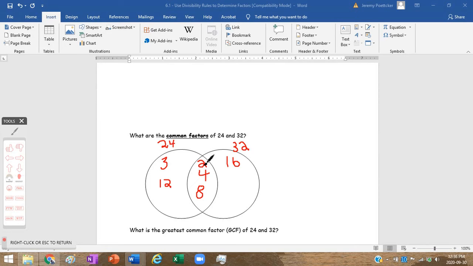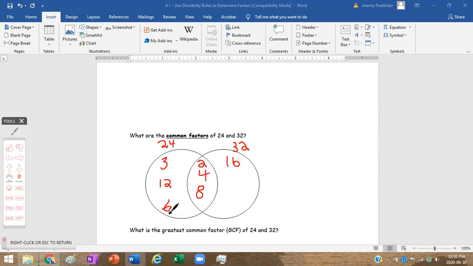So what about 6? No, that only goes on this side. Is there anything else? Well, we could double check here. 2 times 16 is 32. 2 times 12 is 24.